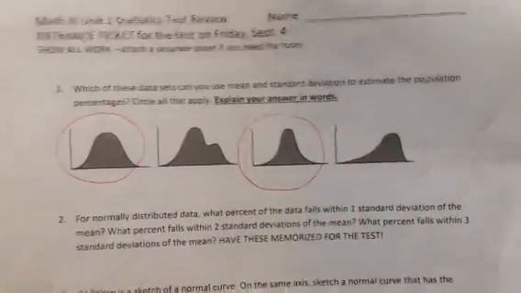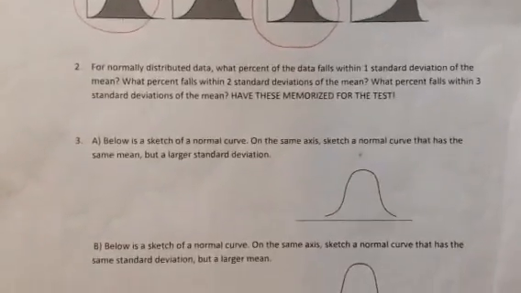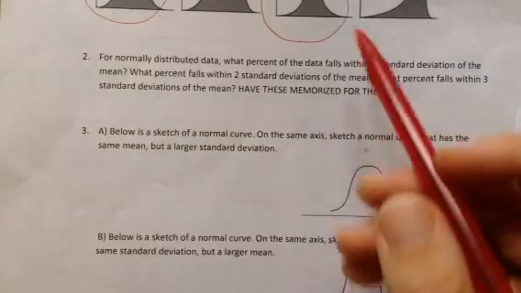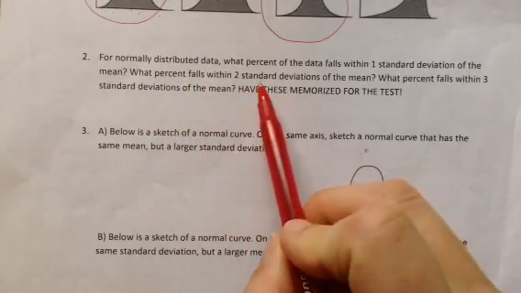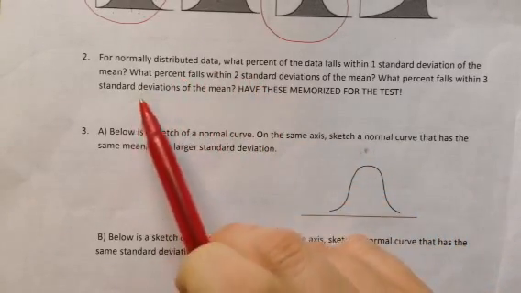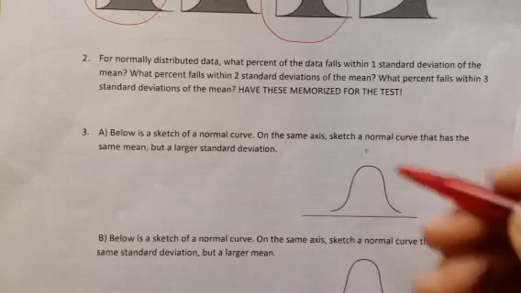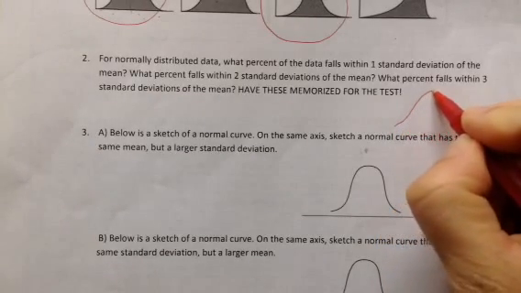For problem number 2, for normally distributed data, what percent of the data falls within 1 standard deviation of the mean? What percent falls within 2 standard deviations? And what percent falls within 3? And you want to have these memorized for the test, right?